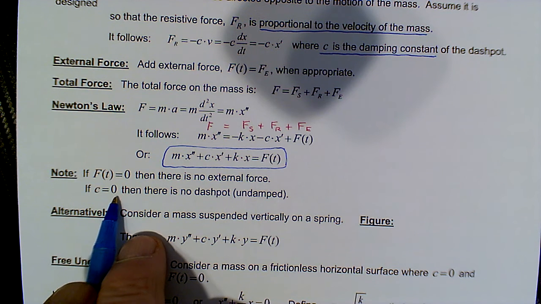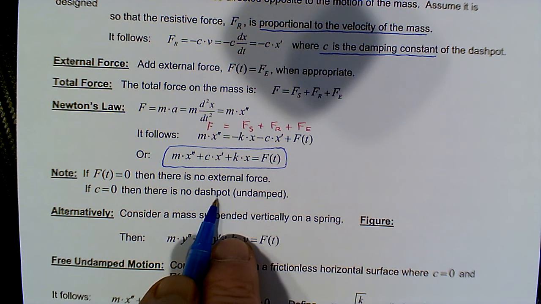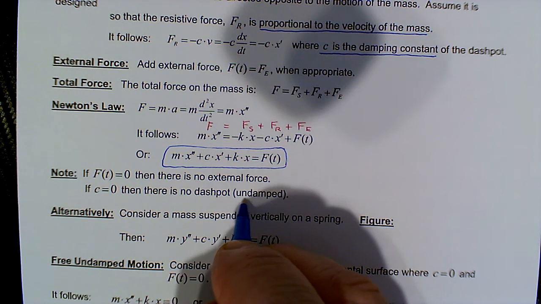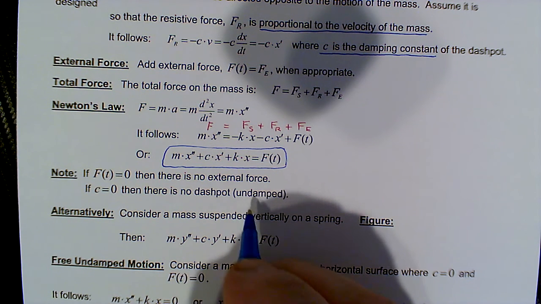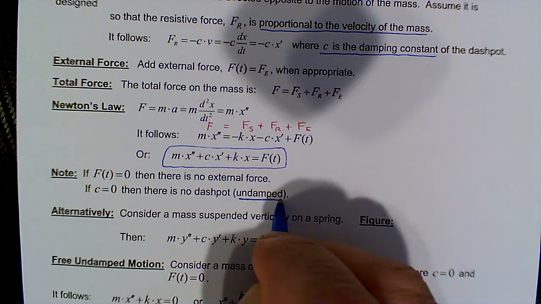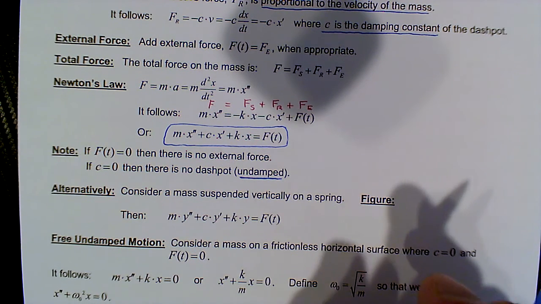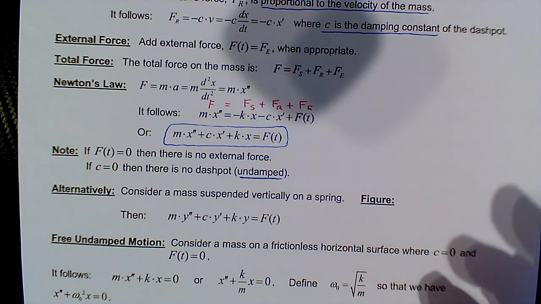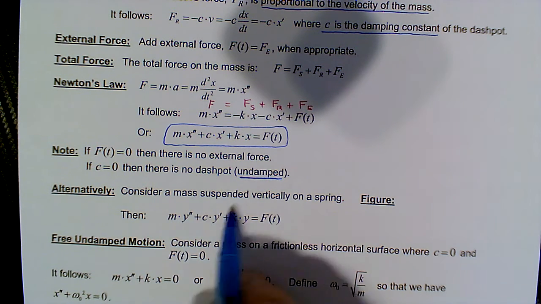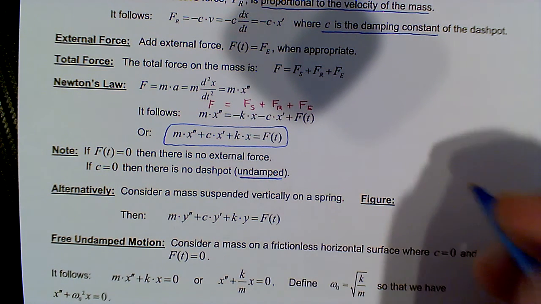If c equals 0, then there's no dashpot. So you've got no shock absorber if you let c equal 0, and that's what we call undamped. By damped, we mean add something in there that absorbs the shock. But if you let c be 0, you don't have a dashpot. You just got a mass on a spring. Like, for example, consider a mass suspended vertically on a spring.